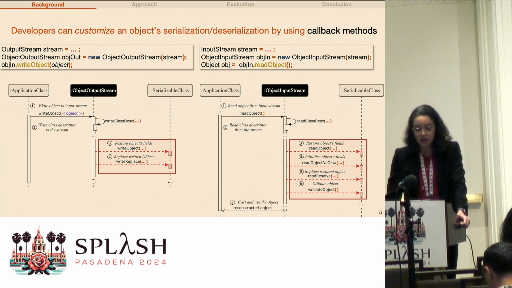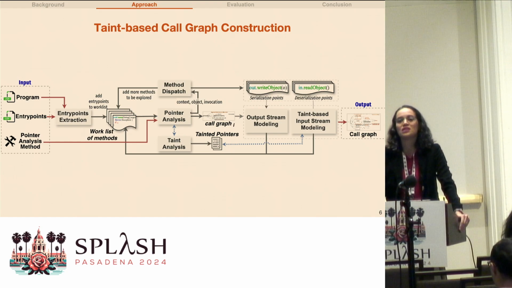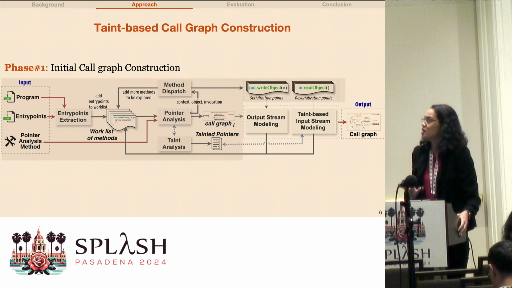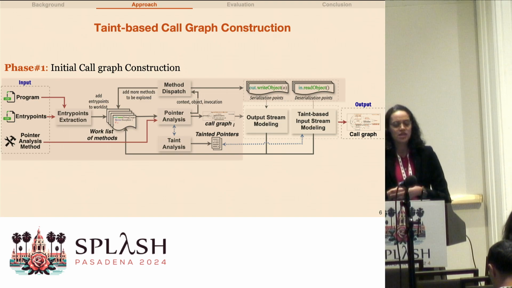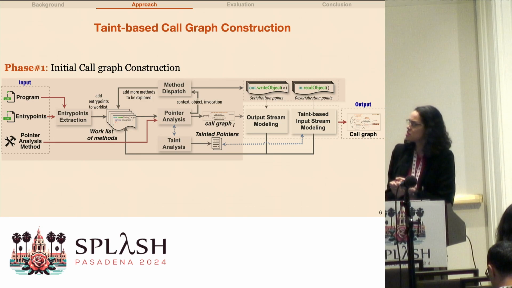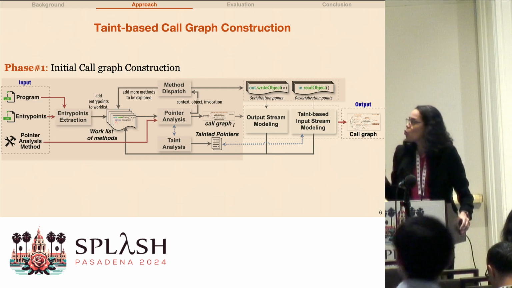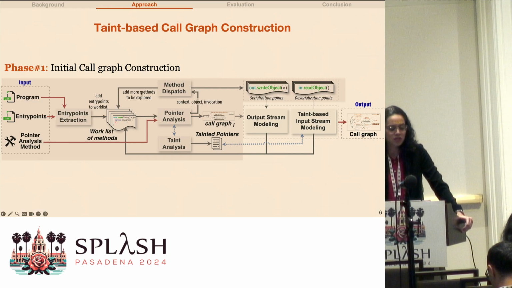These hidden edges. So how does our approach work? It is a two-phase approach that relies on the tainted states of objects to compute a method dispatch. The first thing we do is build an initial call graph that is to be refined later. In this initial phase, the inputs are the program itself, a list of entry point methods, and the pointer analysis method you want to use.